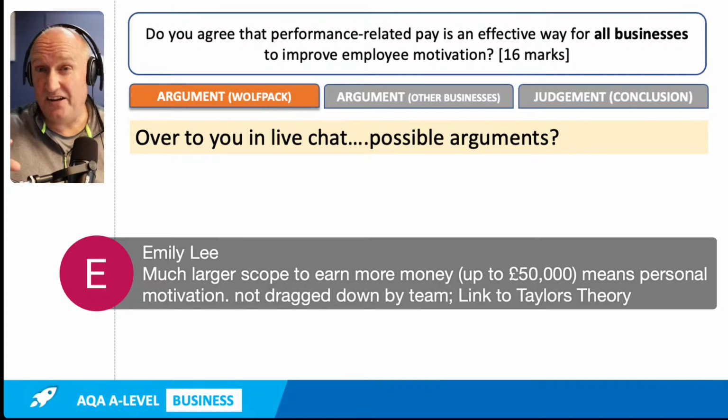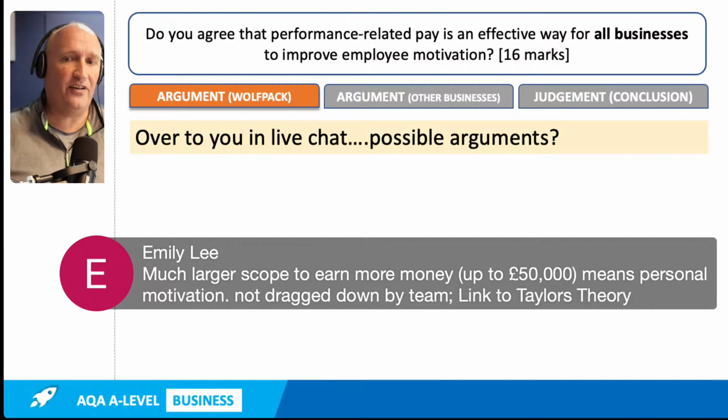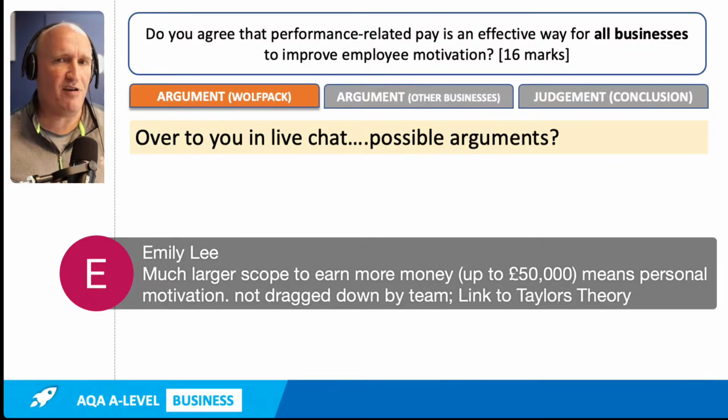And you could do a bit of data manipulation and say from an average of £25,000, including bonus, up to 50,000, which is a 100% increase. So if you did that little calculation and mentioned it, that would be using data and manipulating data. But great, using the case study, and fantastic. You would link employees being much more motivated to perform themselves rather than being dragged down by anybody else in the team, and link it to Taylor. Good old Freddie Taylor, didn't he? He loved it, didn't he? He loved this idea of paying people based on performance. So if you could link in a bit of Taylor's theory there, that would be fantastic. So well done for that one.